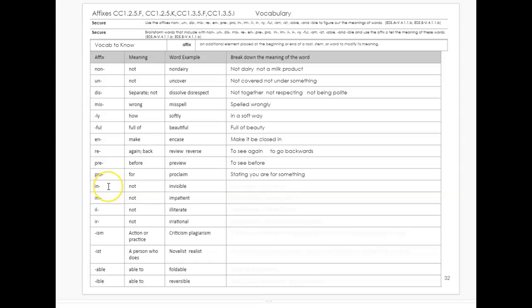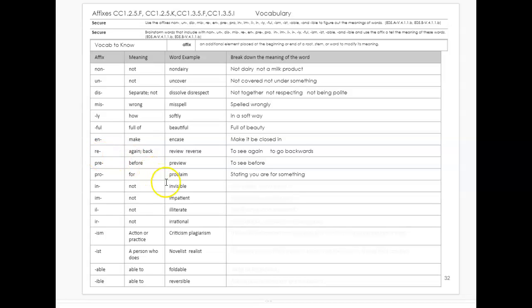And now we are moving on to in, im, ill, and ir, which all mean not. So not only do we have 3 nots up here, but we now have 4 more, which makes 7 prefixes that all mean it is not whatever the rest of the word is.